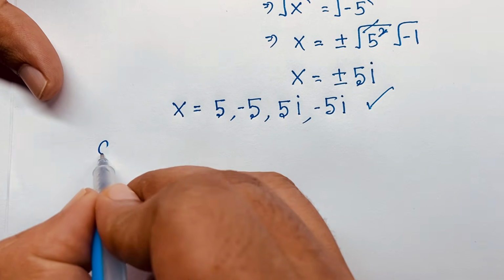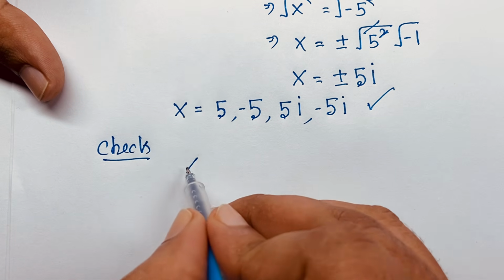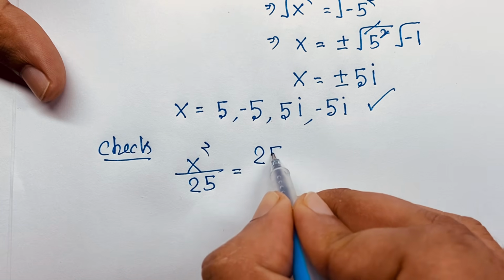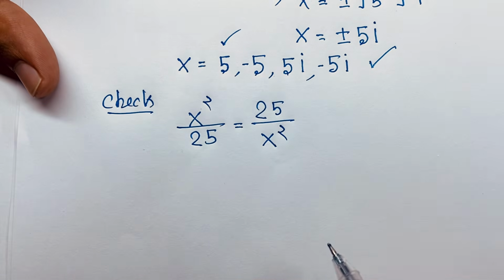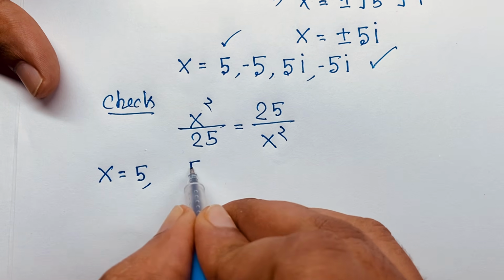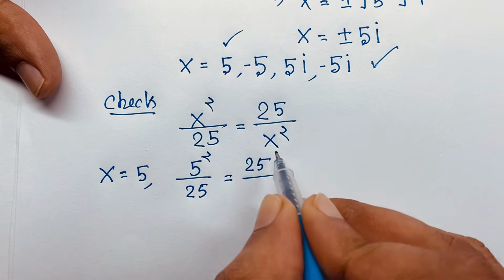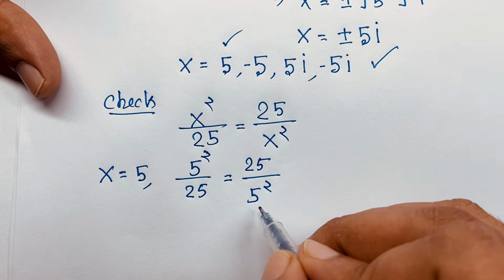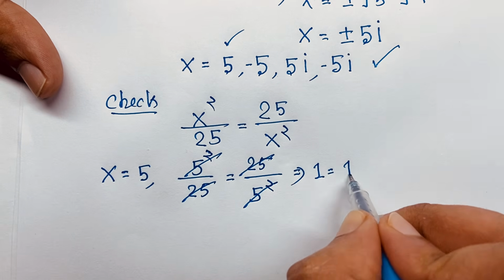Now let's verify or check our question, which is x to the power 2 over 25 is equal to 25 over x to the power 2. Now I take x is equal to 5. So if I take x is equal to 5, you can say easily 5 to the power 2 is equal to 25. So 5 to the power 2 over 25 is equal to 25 over 5 to the power 2. So this divided by this, both are cancelled. This is 1 is equal to 1.